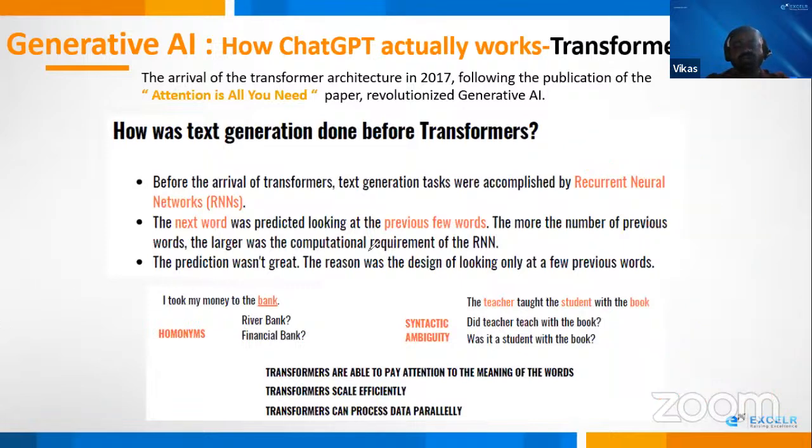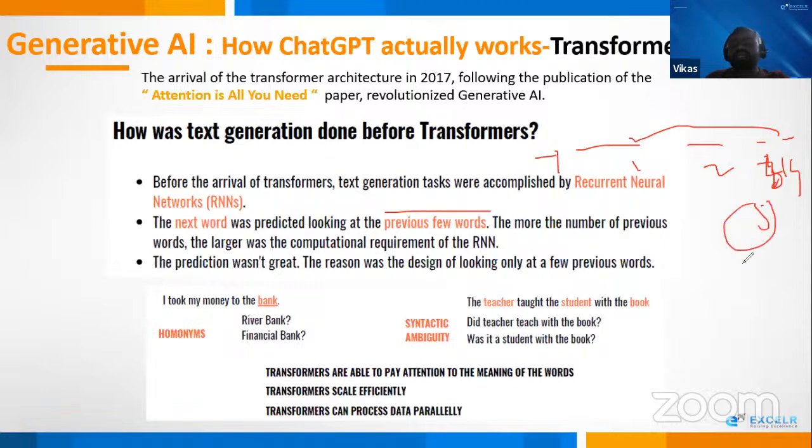Let's try to take the example. When they were trying to generate the very next word, at that time they were looking at very few words, right? Whatever the sentences were, one sentence was taken. That's why they refer to word number one, two, three, four. And based on that, if I have these four words here, I will be able to generate a fifth word. That was the entire working.